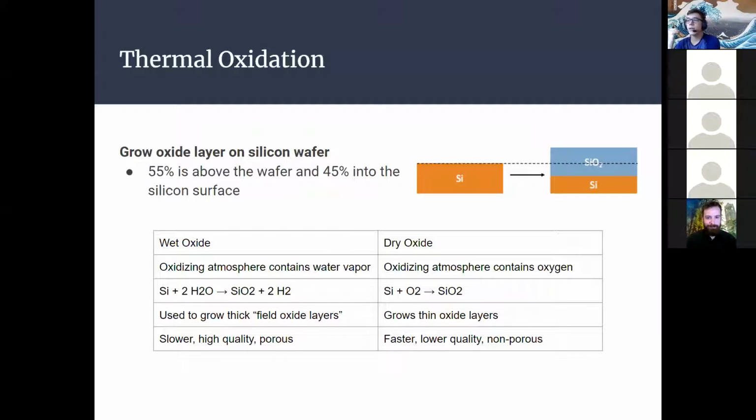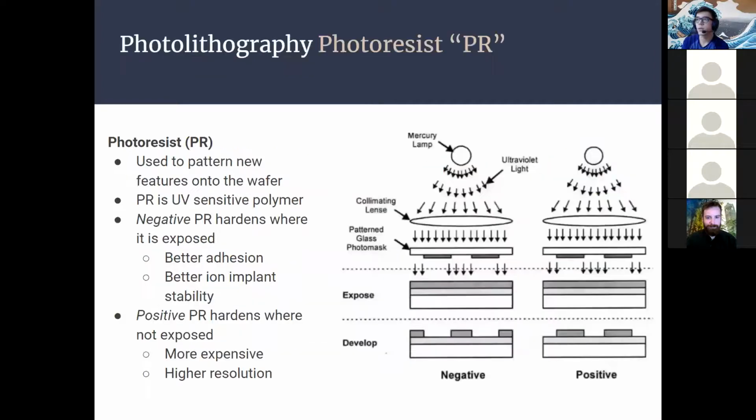Dry oxide just reacts with normal oxygen. It's silicon plus oxygen, which produces SiO2. It's usually better for growing thinner layers, and it generates faster, lower quality, non-porous oxide layers. The other important thing is that when it says Si plus O2, we're not just generating it with the atmosphere. We're pumping in excess O2 to also catalyze the reaction and make sure that it's getting a steady stream of oxygen. The next step from there would be photolithography, which is heavily dependent on photoresist.